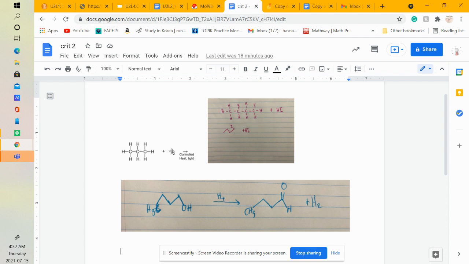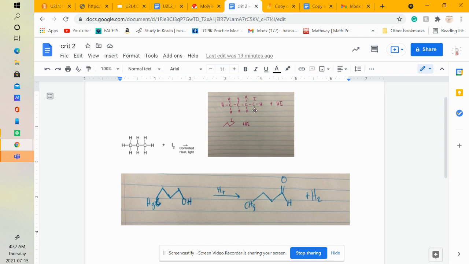We are going to replace one of the hydrogen bonds with an iodine, and then one of the other remaining iodine is going to bond to the hydrogen and be a byproduct. This is the final product and how it's going to look. It is an alkane that became an alkyl halide because we added a halide right here.